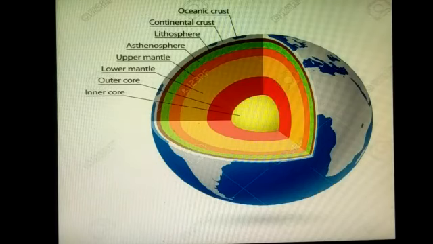Next we see the core. The core is the innermost layer of the earth, and it is also known as the barysphere. It is separated from the mantle by a boundary called the Wiechert-Gutenberg discontinuity. The core is also divided into two parts: outer core and inner core. The outer core is rich in iron, and it is in a liquid state. The inner core is composed of nickel and ferrous, and it is in a solid state.